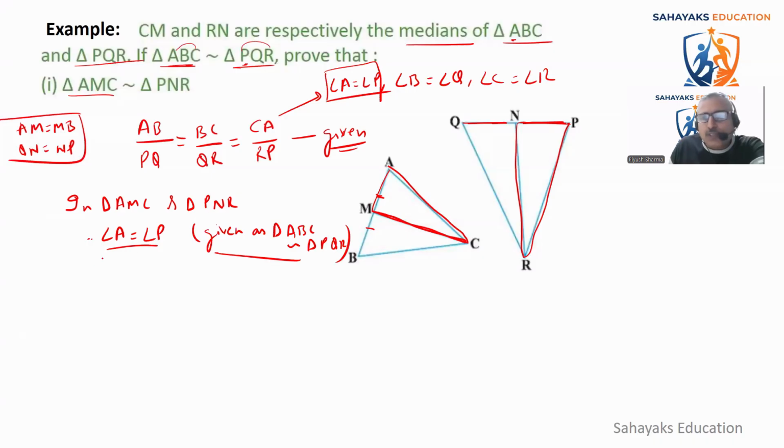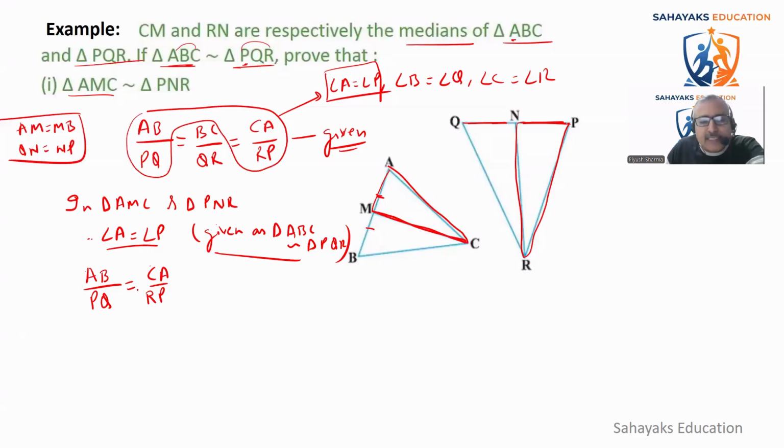Now, we also know that AB divided by PQ is equal to CA divided by RP. Okay, so we have mentioned it. AB by PQ is equal to CA by RP. Okay, why have we taken these parts? Because these are the parts of these triangles.